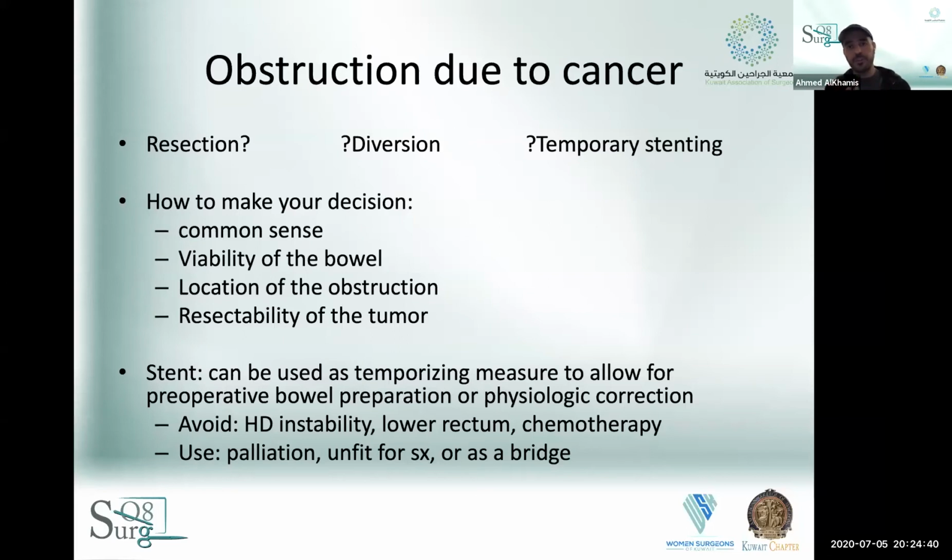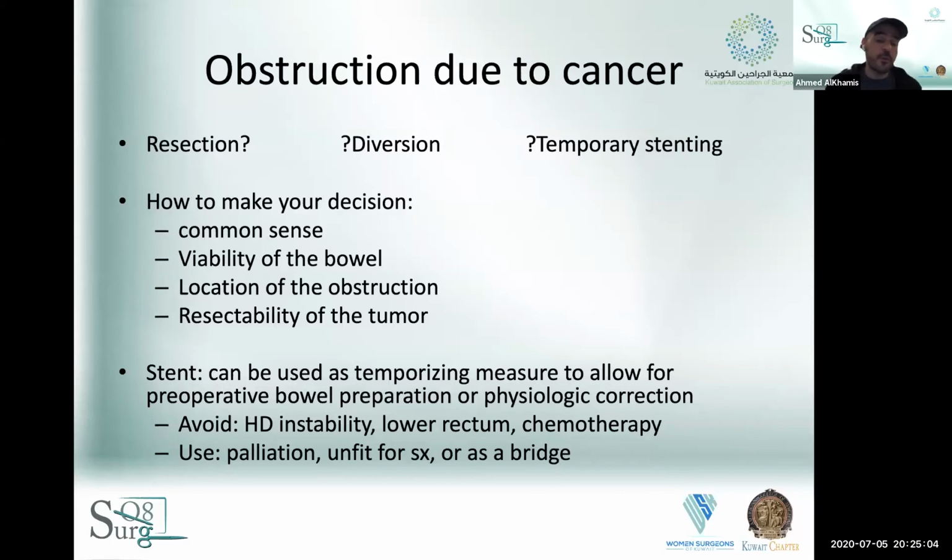Okay, so I have this large bowel obstruction. Let's talk about cancer today. So am I going to resect this mass in the colon? Am I going to call my gastroenterologist to decompress this mass if the patient is stable enough? Or is it too big a mass, or too low a mass in the pelvis, that maybe I just need to divert this patient and then maybe give them neoadjuvant treatment and things like this? So how to make the decision?